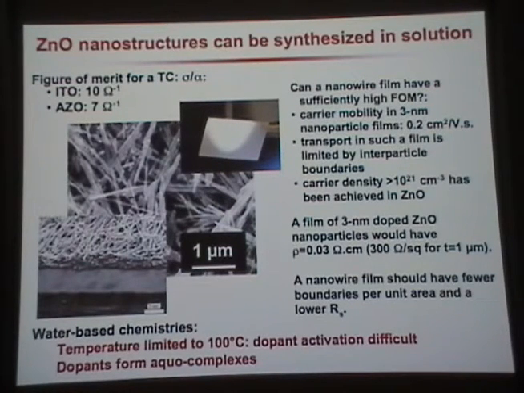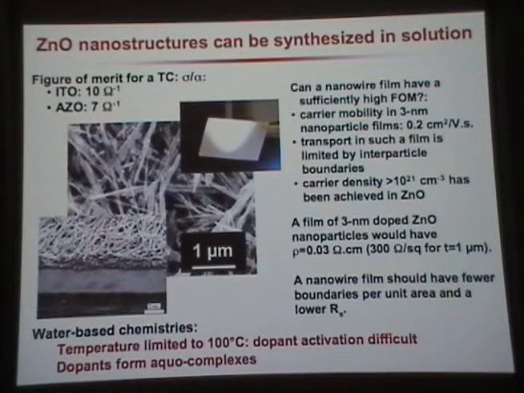First thing you have to try to estimate is whether you ever get to an interesting number in terms of sheet resistance. The figure of merit for a transparent conductor is conductivity divided by absorption over the visible spectrum. The higher this number, the better the transparent conductor. So ITO has 10, aluminum zinc oxide is around 7, so just about as good. But this is for a film of aluminum zinc oxide. We're going to make these sprinkled nanowires.